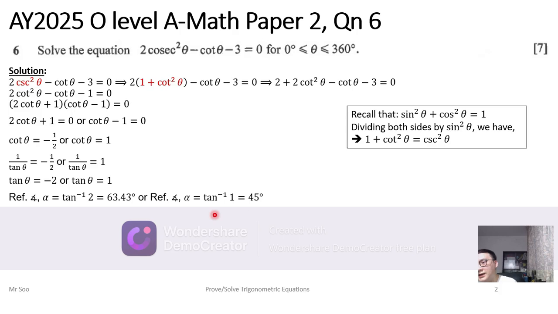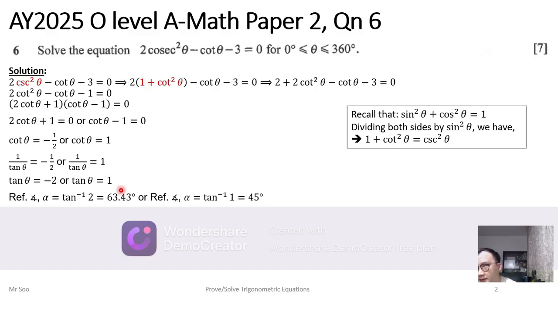Because you ask yourself, how do I get inverse tangent 1? Tangent of what gives you 1? The answer is 45 degrees, your special angle. Clear? Then, once you have the reference angle, the next thing is to find which quadrant theta lies in for this part and this part.